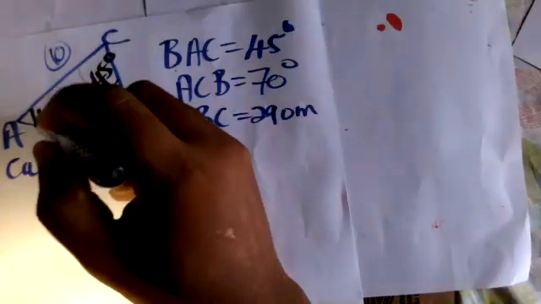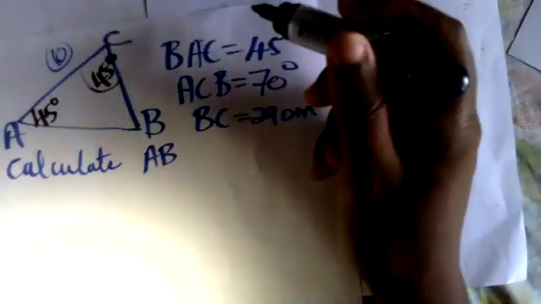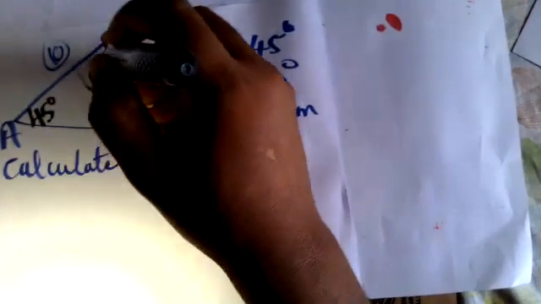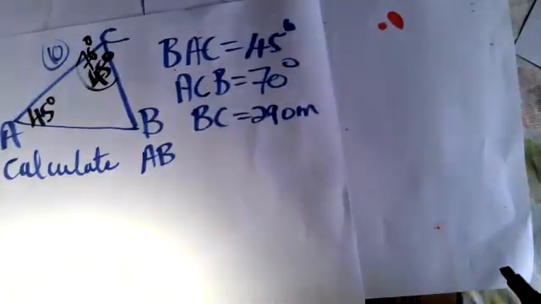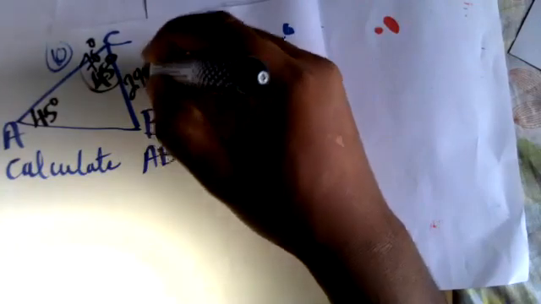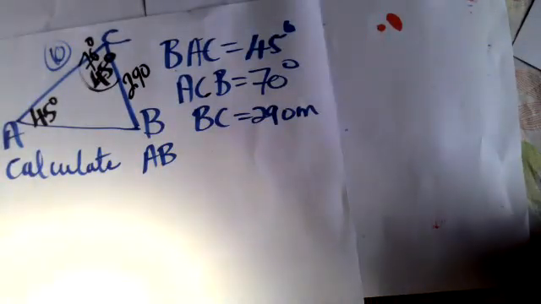So this is C, 70 degrees, right? And BC, which is here, is 290. All right. And they ask us to calculate right here, which is AB.